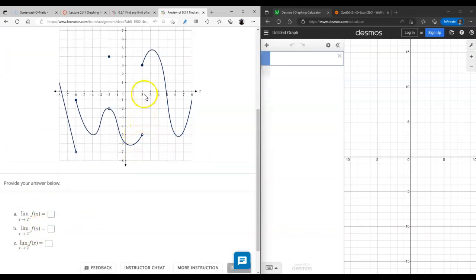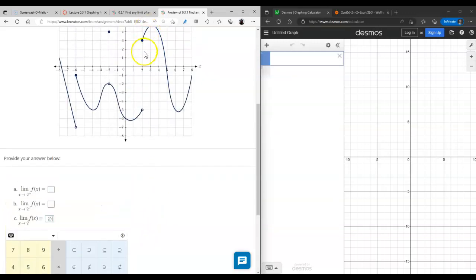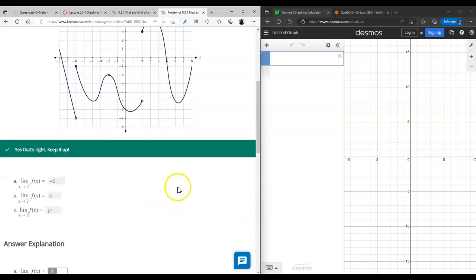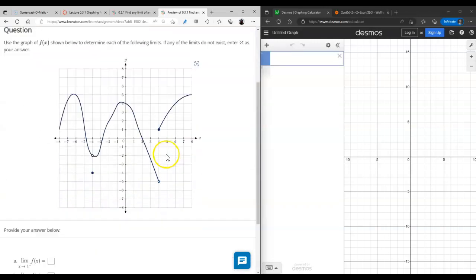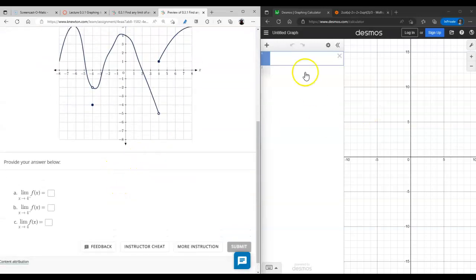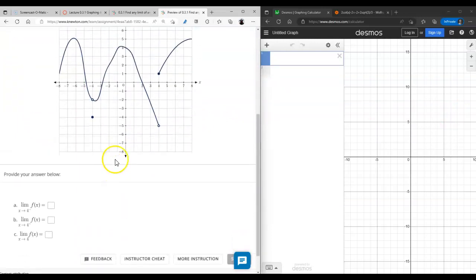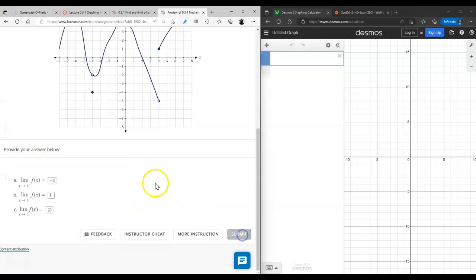At 2, again, we see that the two-sided limit does not exist, right? Because these two ends don't coincide, they don't connect. But the right-sided limit exists, and the left-sided limit also exists. This one approaches -5, this one approaches 3. I don't even get to graph anything here, but I will in the future. So at 4, on the left, it's -5. On the right, it is 1. In the middle, the two-sided limit does not exist.